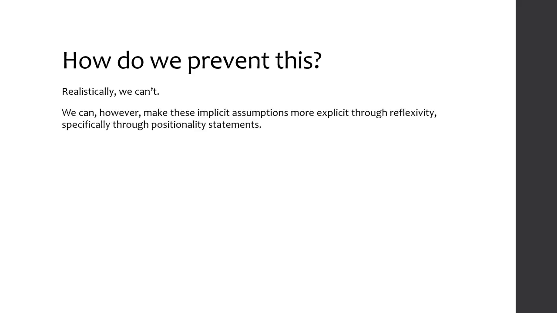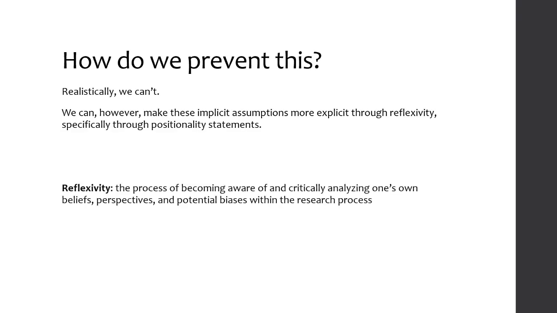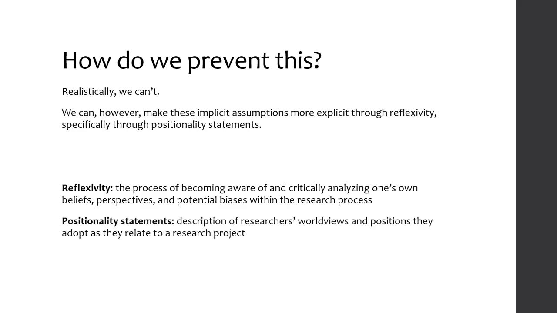What we can do is to make those implicit assumptions more explicit through a process known in qualitative research as reflexivity. So that's an umbrella term for the process of becoming aware of and critically analyzing your own beliefs, perspectives, and potential biases within the research process. And there's a specific practice that qualitative researchers do to help to make these sorts of reflective practices more explicit, and that's called a positionality statement, which is a description of the researcher's worldviews and positions, specifically as they relate to a research project.